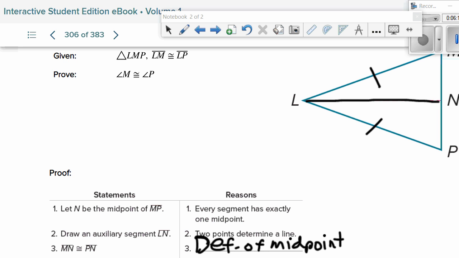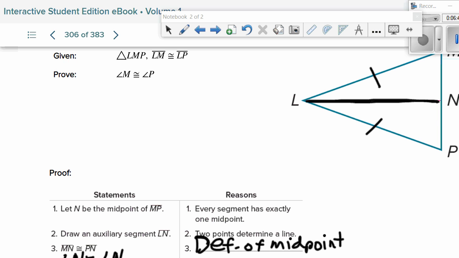We've got the reflexive property of congruence. This little line here that they made me draw, this auxiliary line, is going to be reflexive to itself. So Ln equals Ln. Lm is equal to Lp. Well, that was given to me at the very beginning, so given in step 5.